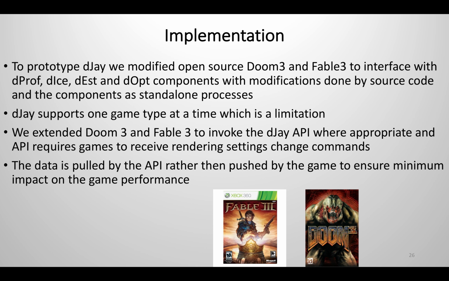Now, implementation. This is the most critical component. To prototype DJ, we have modified open source Doom 3 and Fable 3 to interface with Utility Profiler, DICE, DEST, and DOPT. Modifications are done in the source code, and the components run as standalone processes. DJ supports one game type, which is a limitation. We extended Doom 3 and Fable 3 to invoke the DJ API to receive rendering settings change commands.